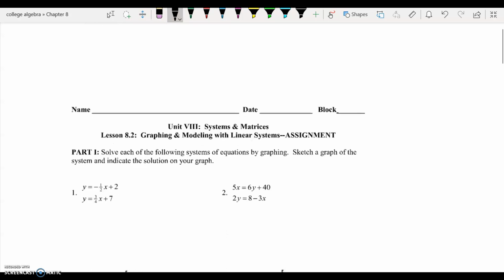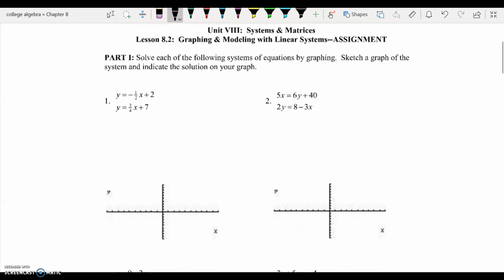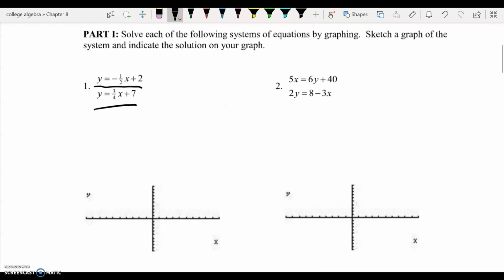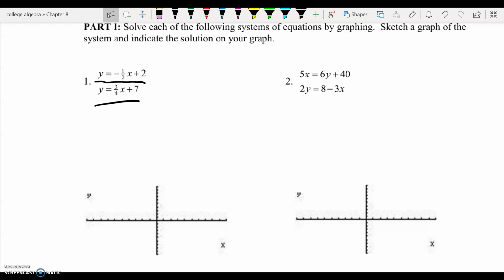The easiest way to do that is to get them into y equals mx plus b and then see if they intersect. So this one right here, both of these are already in y equals mx plus b. So I would graph the first one, my y-intercept's 2. Then I'm going to go down 1, right 2, down 1, right 2, down 1, right 2, and so on. Or I can go up 1, left 2, up 1, left 2.